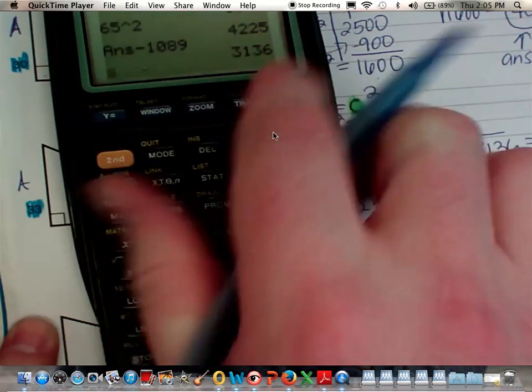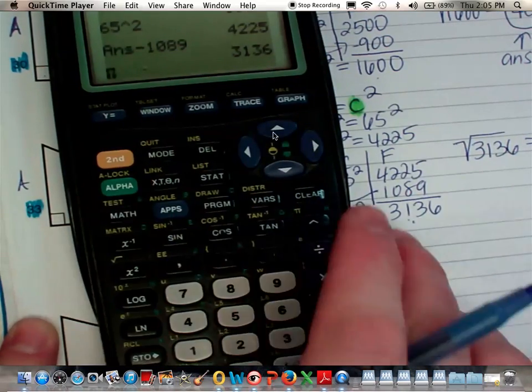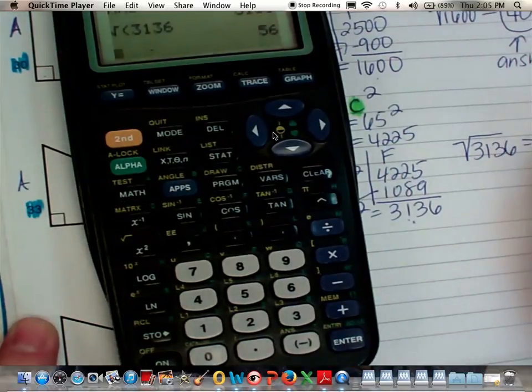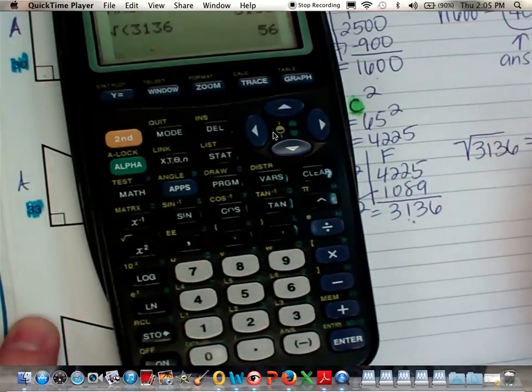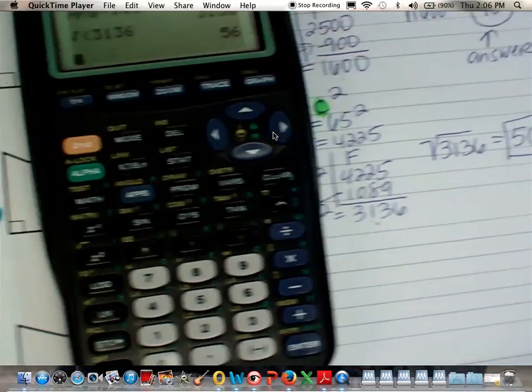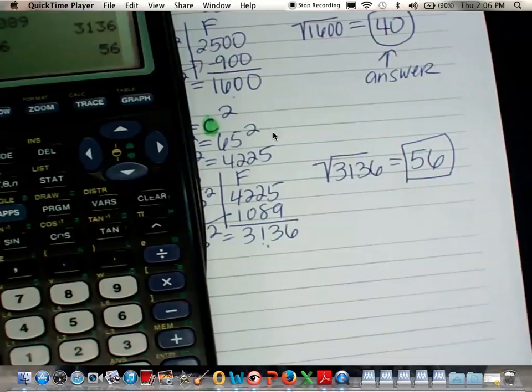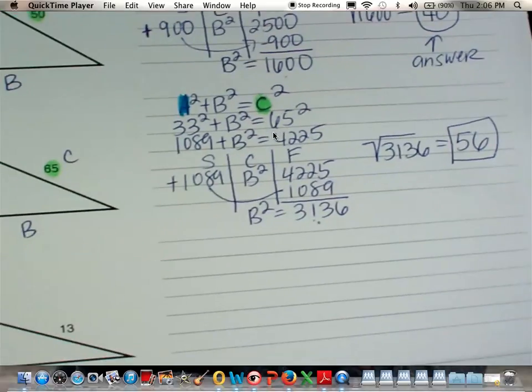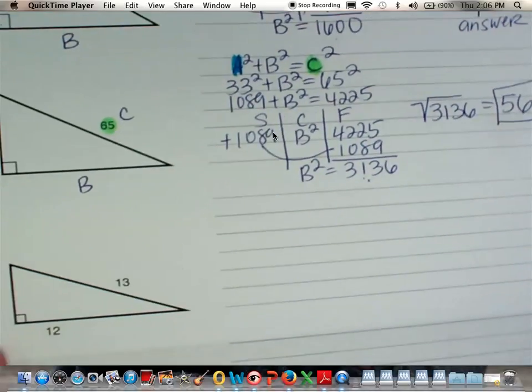Take the square root, second, square, 3,136. I'm going to get the answer to be 56 for my answer, and it works out. Oh, you can't see it. There it is. Okay? Very simple. Very easy to do. Follow your steps.